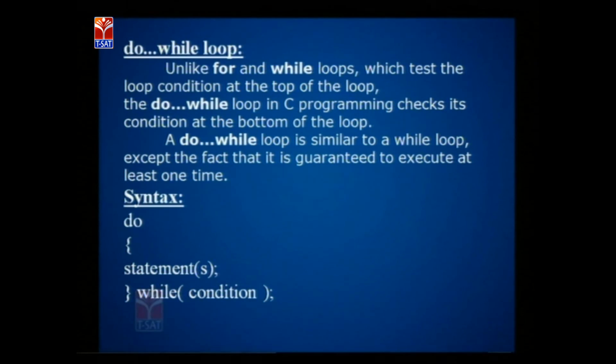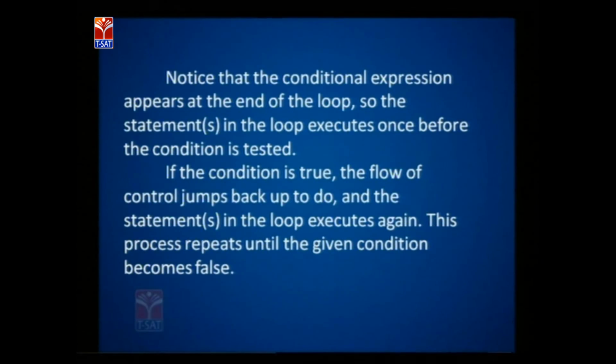And let us have a look at the syntax of the do while loop. Do, and the statement will be given, and then the execution process will continue after the condition is given. Whereas in the while loop, the condition is checked first, in the do while loop, the condition is given after the statement has been executed. And notice that the conditional expression appears at the end of the loop, so that the statement in the loop executes once before the condition is tested.